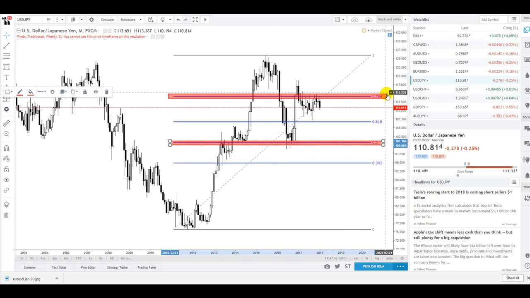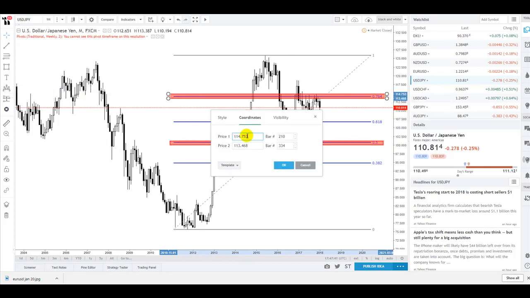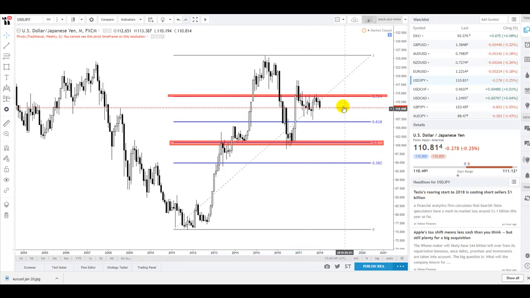Now we've got 114 sort of 50 down to 114, so let's just change this, give it a 50 point zone. So this is where we're looking for a potential swing in price to move, let's say, to the upside if we are fortunate enough for that to happen.